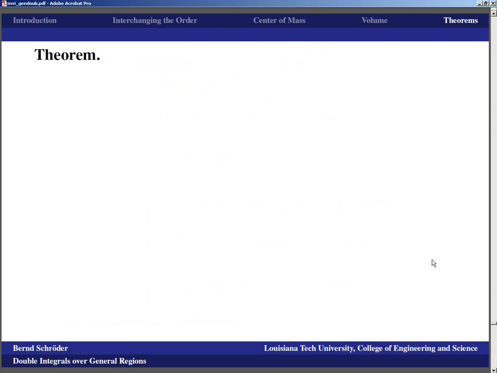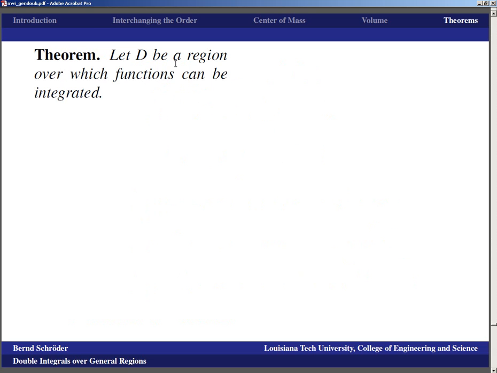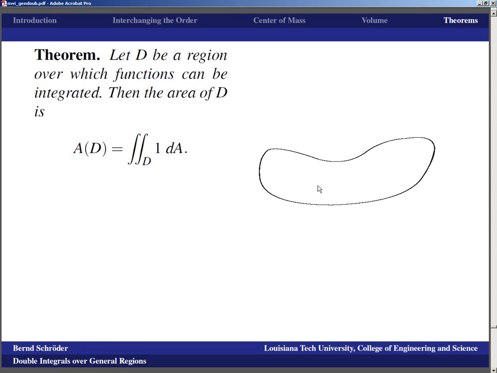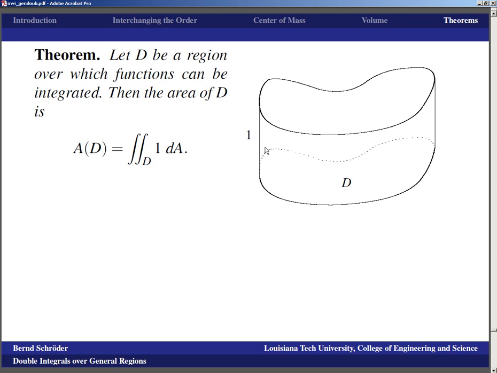We conclude with a couple of theorems. If you've got a region D over which functions can be integrated, then the area of the region is the double integral of the function 1 against the area element. That's because if I have a region D and duplicate it in the z direction with height 1, then the volume of this thing, which is what I would compute if I integrate 1 against dA over the region D, is of course the area of D times 1, so it is the same number.